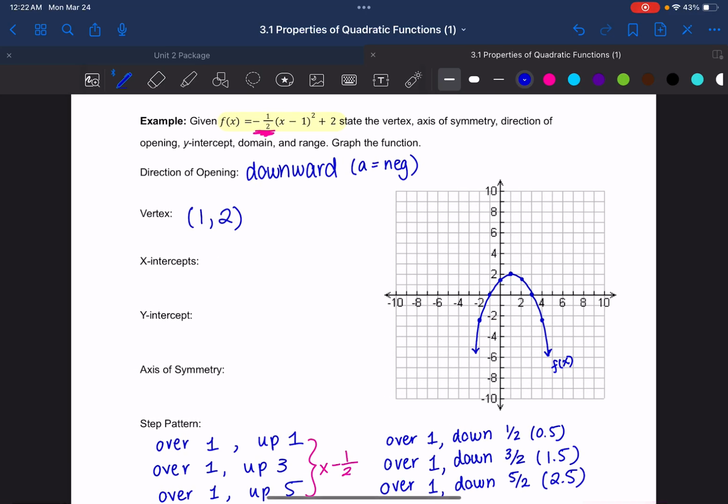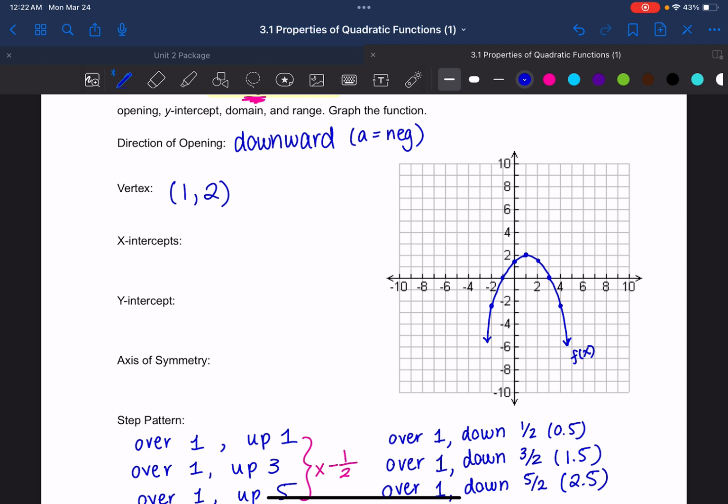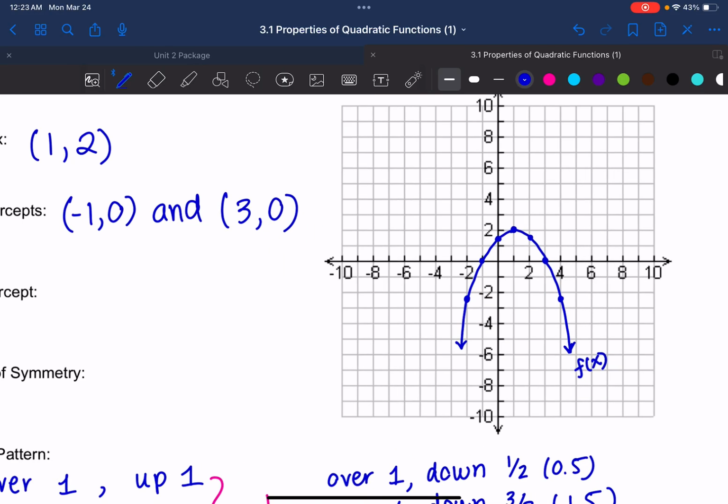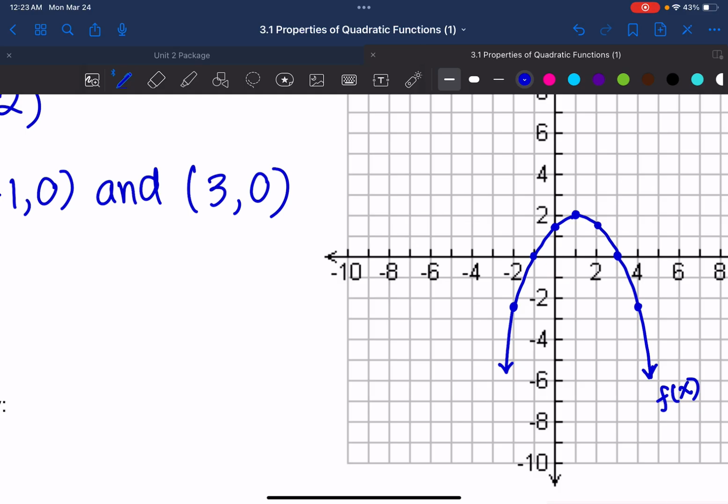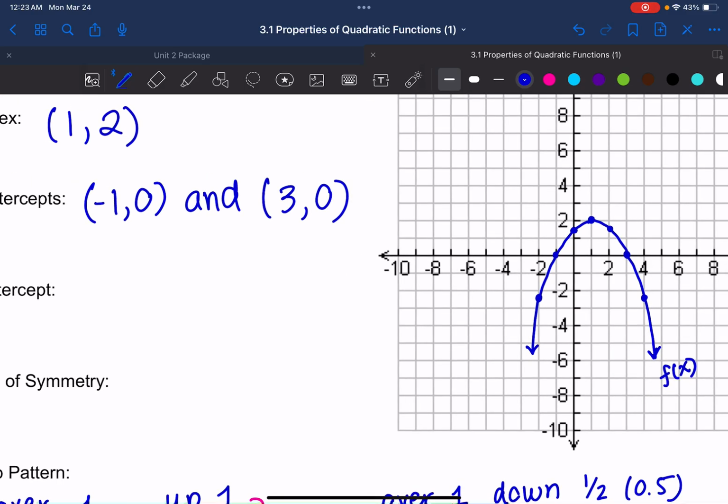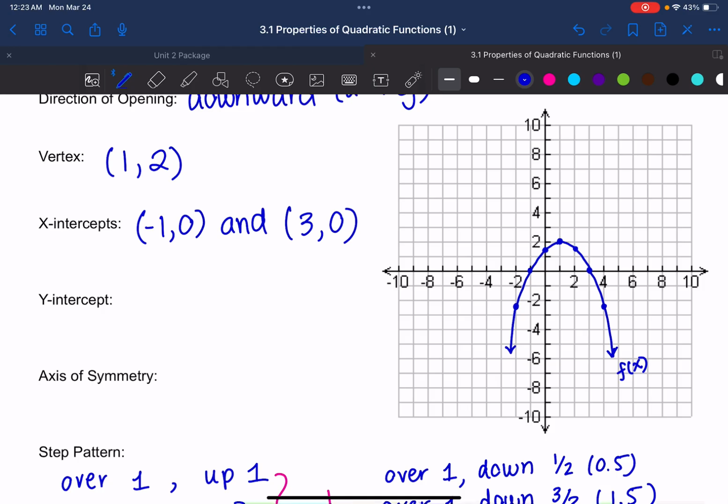So now I can see, for example, its x-intercepts. I couldn't see that before. I can see that they're clearly happening at -1, 0, and at, it looks like 3, 0. So that's where I'm crossing x. My y-intercept, I can see that was one of the first points that I had done from my step pattern rule. And it looks like it's happening at 1.5. So I'm going to state this as a coordinate point. So it's happening at 0, 1.5. Or when y is equal to 1.5.